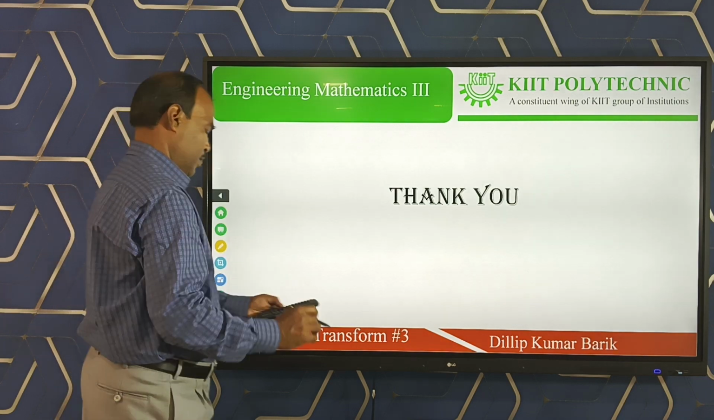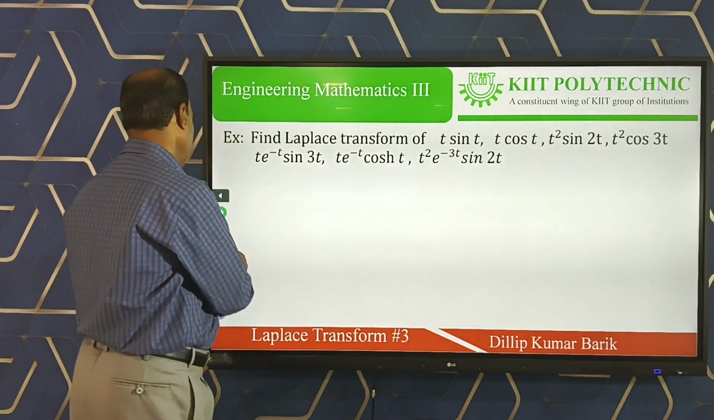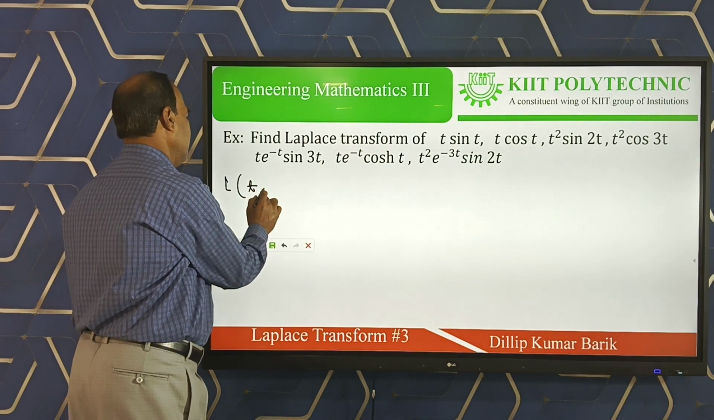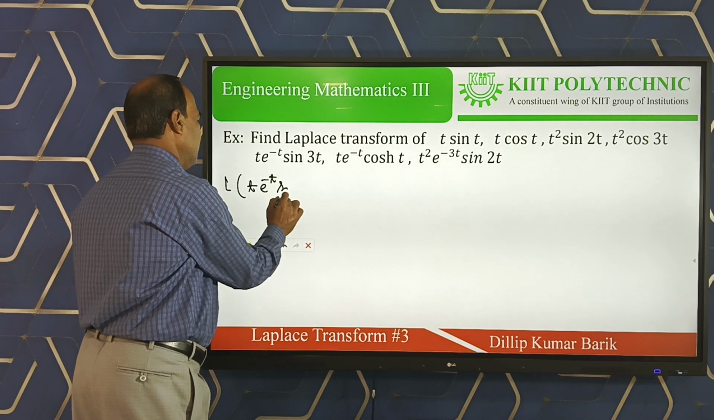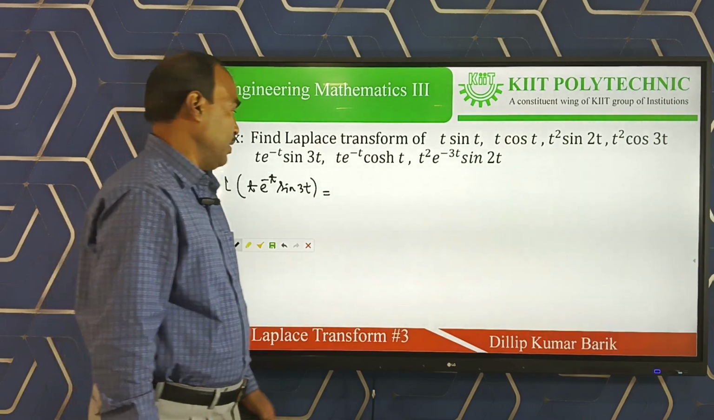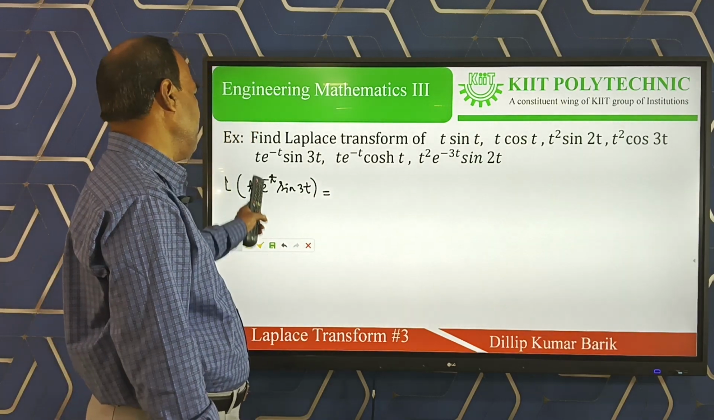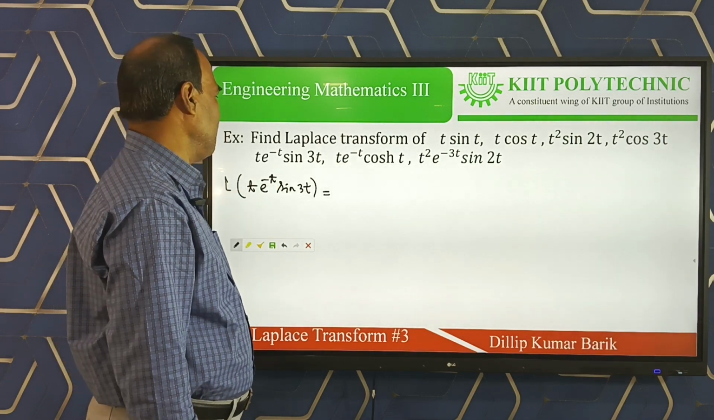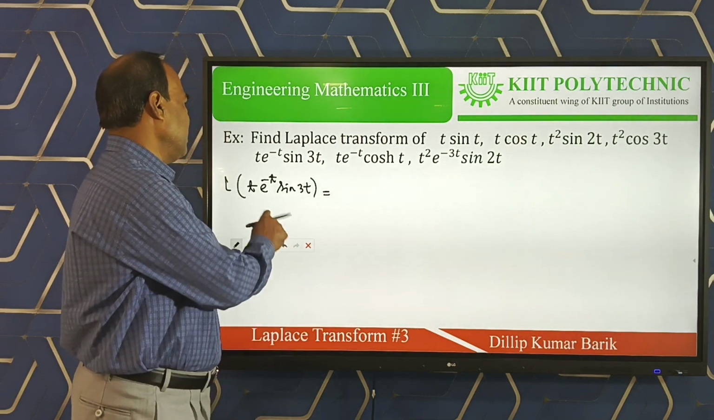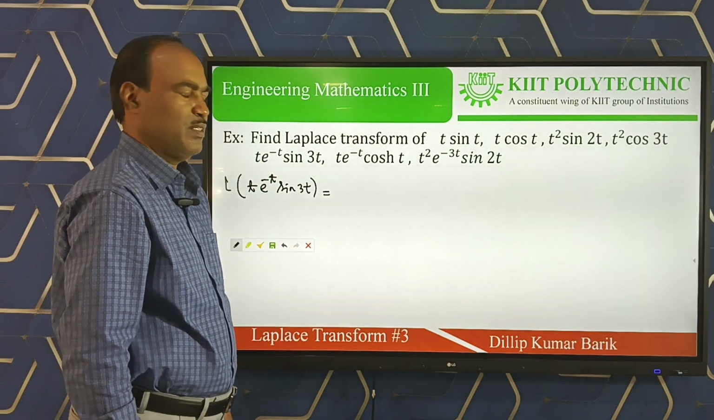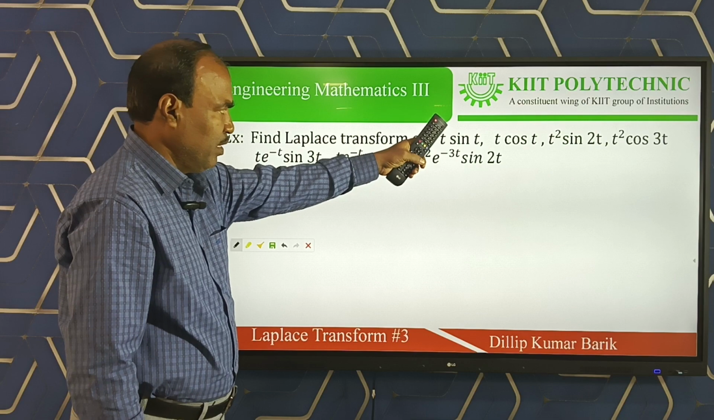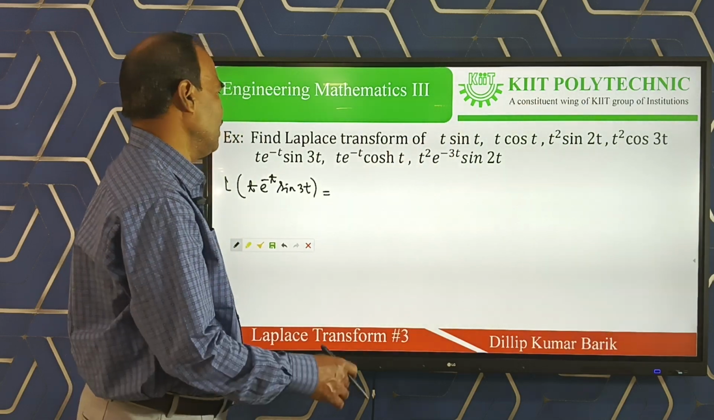Laplace of t e to the power minus t into sin 3t. If I see this question, there are three functions. One is algebraic, the second one is an exponential function, the third one is a trigonometric function. But our usual rule says there is no formula for multiplication of three functions. There is one for multiplication of two functions, t sin t, t cos t, as I solved in the last two questions.